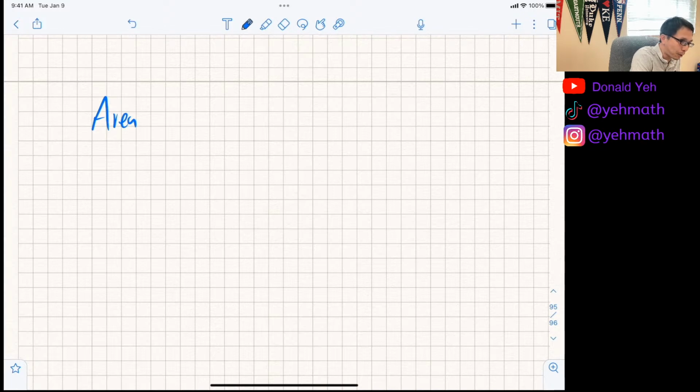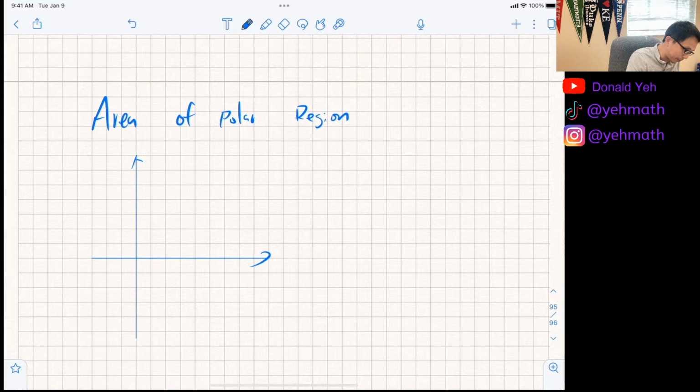So, area of polar region. We're just learning how to operate with a calculator. The formula is very, very easy. First of all, understand how it's formed. For example, let's say the polar graph is between 0 and some angle, one petal right here, like this. Let's say between 0 and pi over 2, I end up getting this graph.